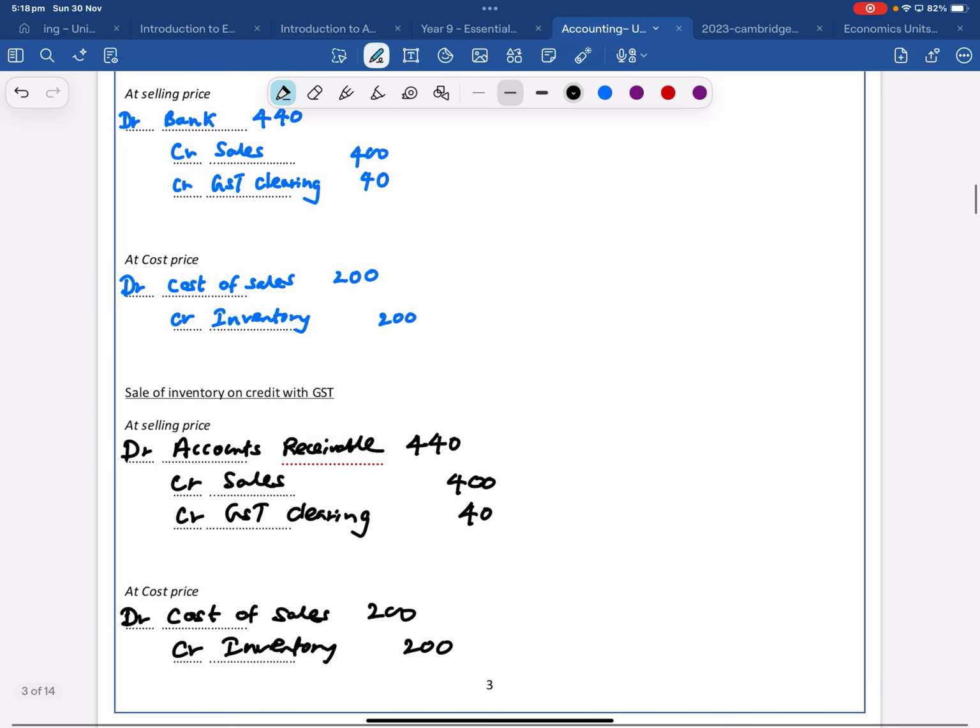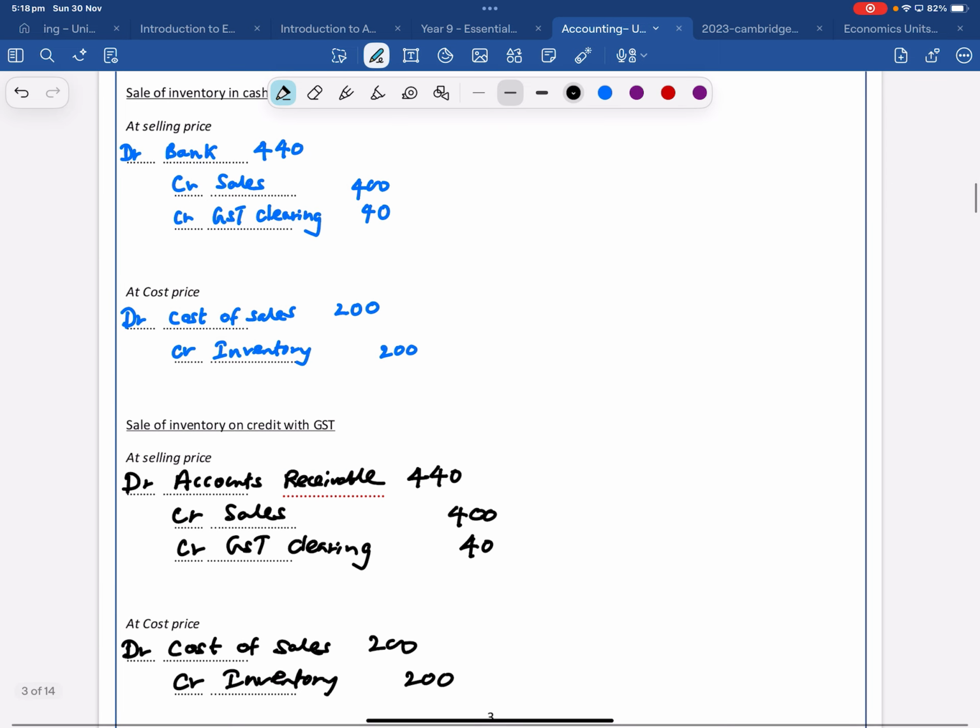Now, what is the difference, guys, when we sell inventory in cash and credit? There's only one difference. If it is in cash, we record in the bank account, and if it was on credit, bank is replaced with accounts receivable. That's it. The rest is the same.